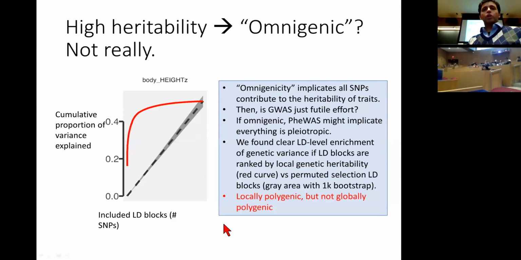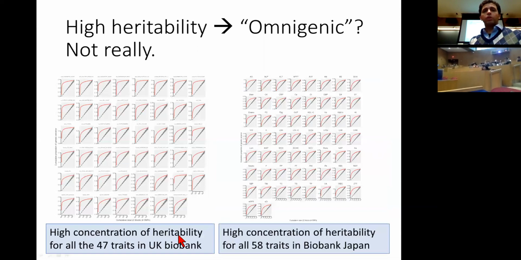So you can do this basically across many different phenotypes. And when you do that in the UK Biobank or when you do that in the Japan Biobank, what you find is that for every one of 47 traits here and 58 traits there, you basically find this extreme concentration of the heritability with this very strong inflection point, after which there's very small diminishing returns, but before which every single LD block is capturing a large fraction of the heritability. Any questions so far?